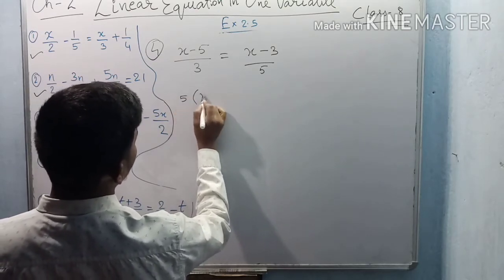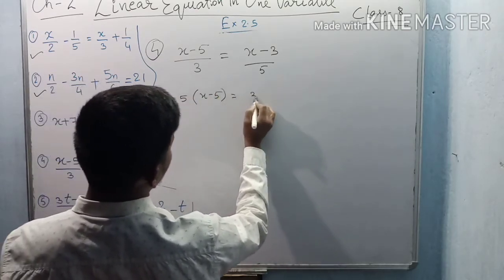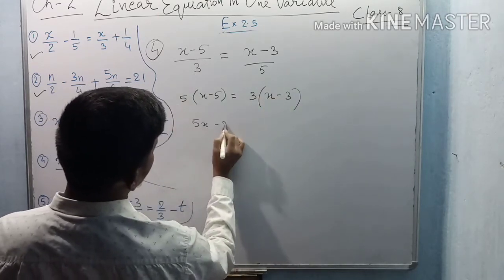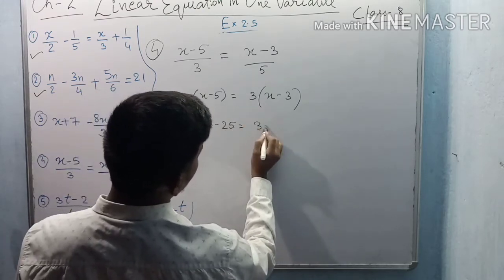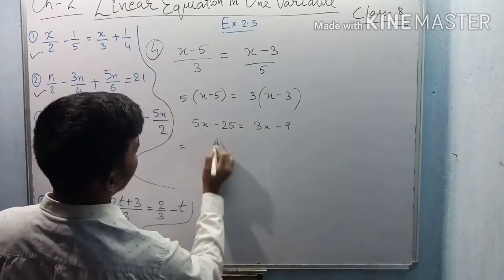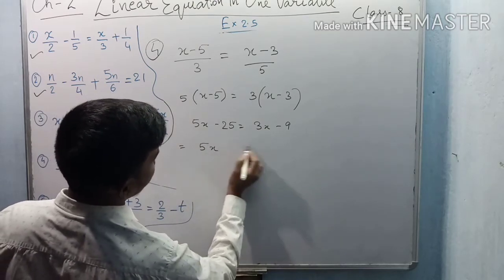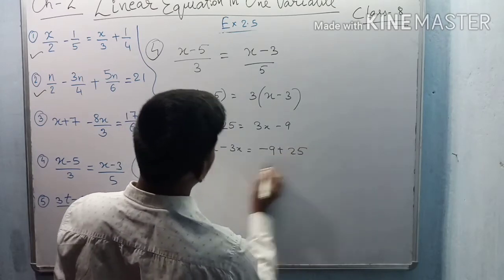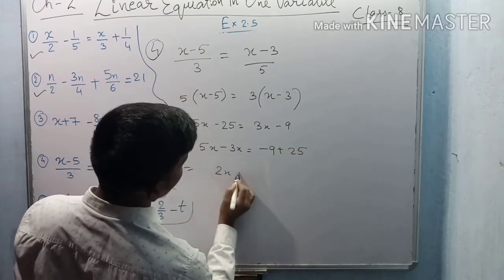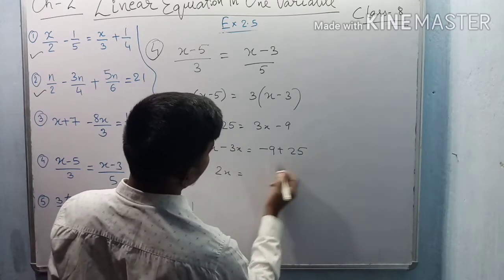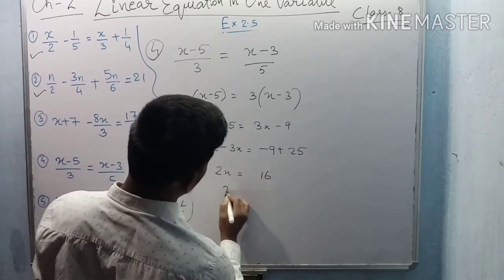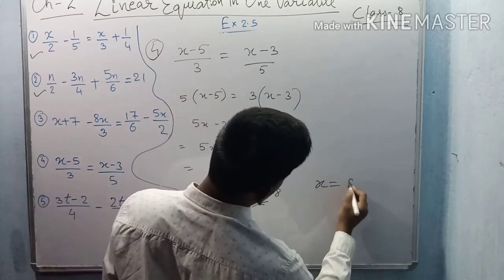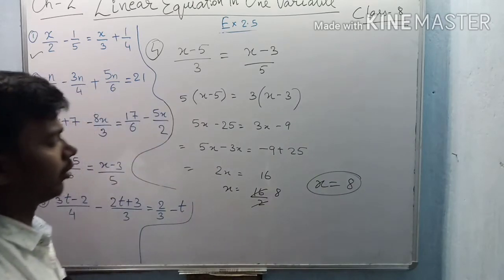So 5 times (x minus 5) equals 3 times (x minus 3). 5 into x is 5x minus 25, and 3 into x will be 3x minus 9. Variable on one side and constant on one side. Minus 9 plus 25. So 5x minus 3x will be 2x, and minus 9 plus 25 will be 16. x will be 16 by 2, that is x equals 8. This is, I think, a very easy question.